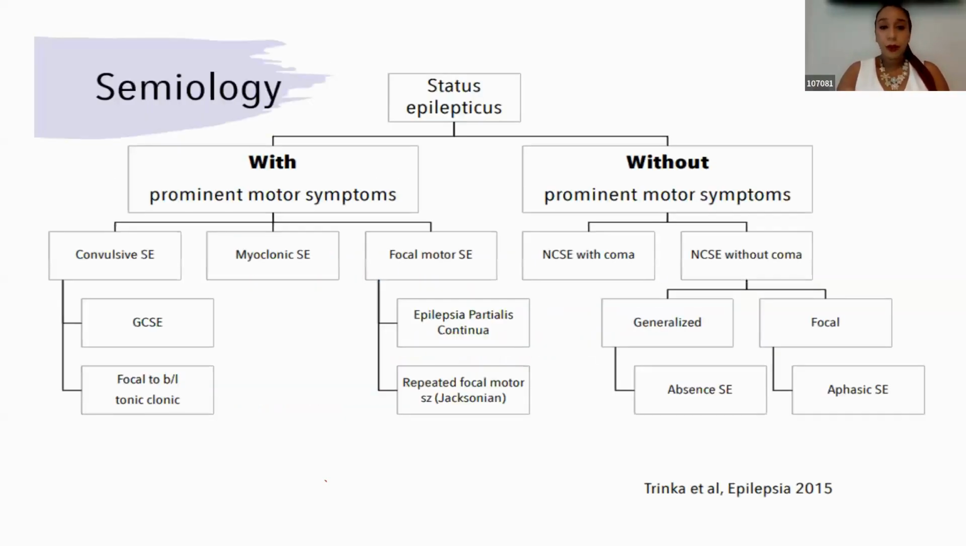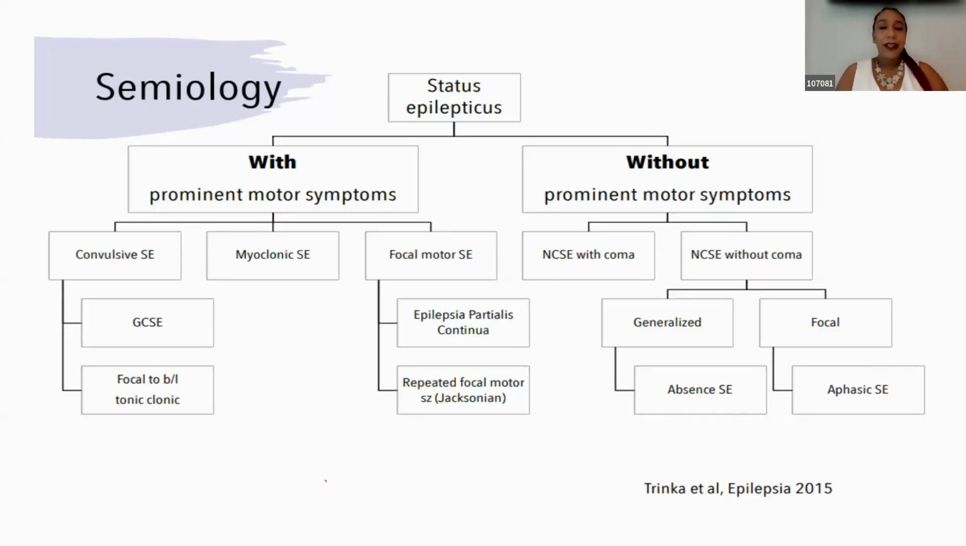Okay, so we talked about status. We know what status is now, and we know we have to treat it as quickly as possible. So with status, there's two different entities, right? 2 types of classifications. Those with prominent motor symptoms, which most of us have seen in our practice, and then the ones without prominent motor symptoms. So by that we mean you don't actively see them seizing or moving and having outwardly body movements. So with prominent motor symptoms, we have convulsive status epilepticus, myoclonic status epilepticus, and focal motor status epilepticus.